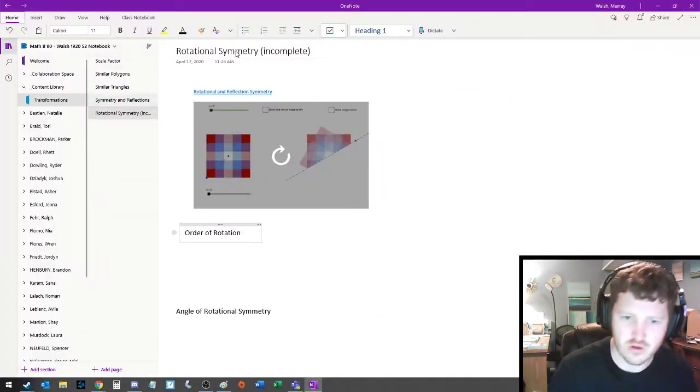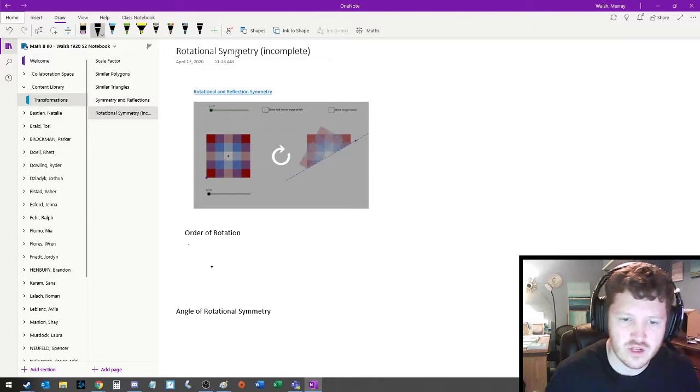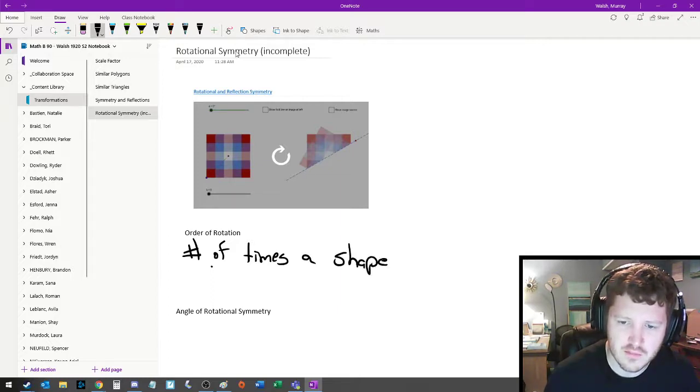So if we go back to our notes, the order of rotation is the number of times a shape looks the same when spun around its middle.